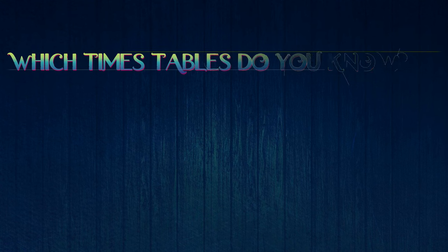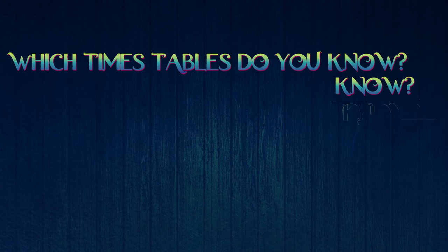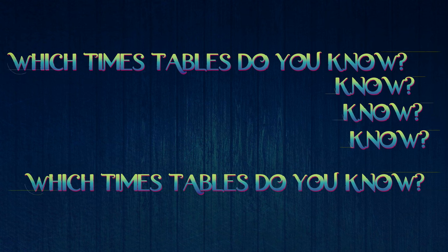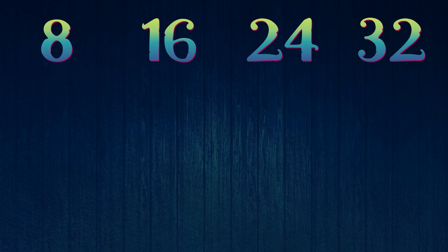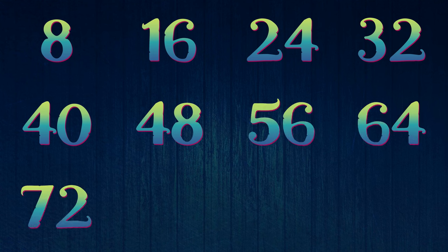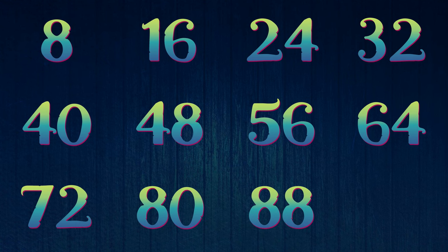Which times tables do you know? 8, 16, 24 and 32. 48 and then 56. Next is 64 and 72 and then it's 80. 88 and then it's 96.